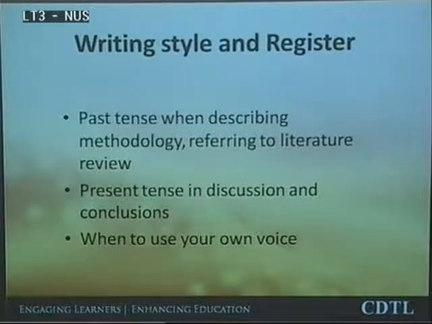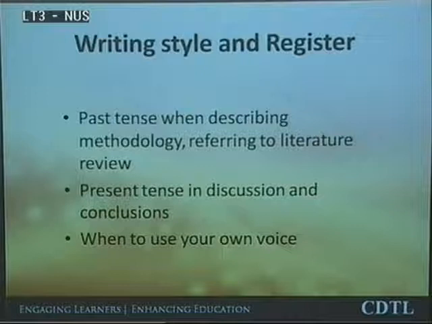Okay, when to use your own voice. I thought this one is interesting. How do you understand the words your own voice? Using I, using we. Some people say, this research, this thesis. So what do you use? When do you use? Can you use I? No. Yes. When do you use I or when can you not use I?